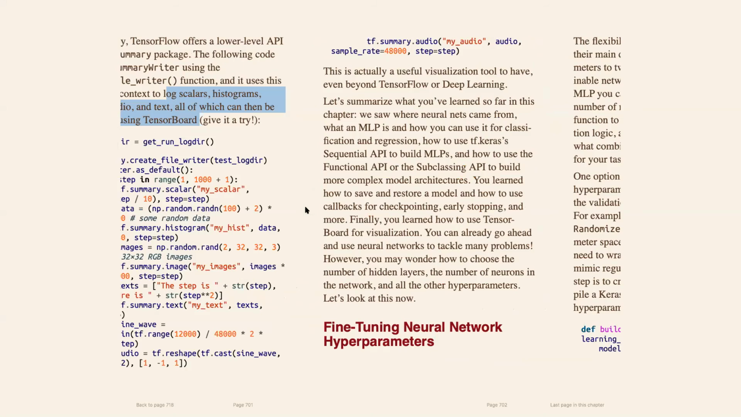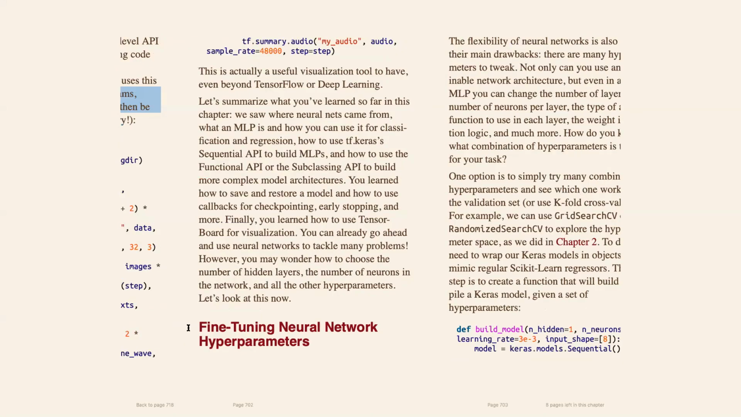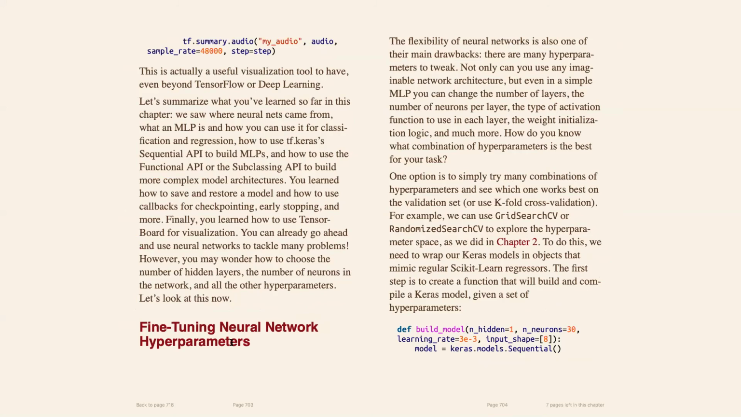Now here he comes to fine tuning of neural networks and hyperparameters. As we already know, in a neural network most of the work is to find the best set of hyperparameters, whether it's the learning rate, number of neurons, number of layers, and so on and so forth. So this is what he's talking about here.